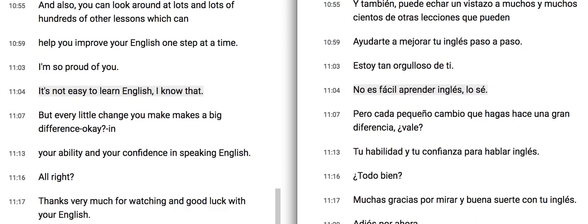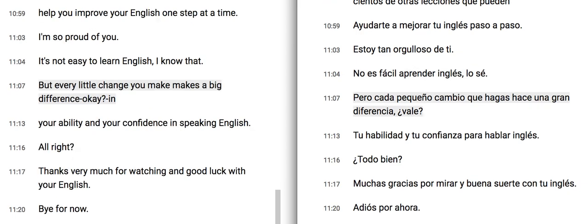I'm so proud of you. It's not easy to learn English. I know that. But every little change you make makes a big difference, okay, in your ability and your confidence in speaking English. All right?